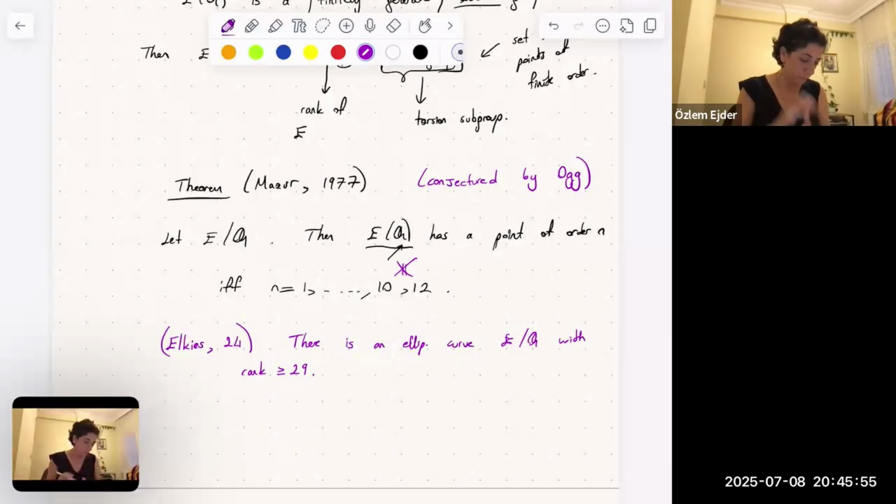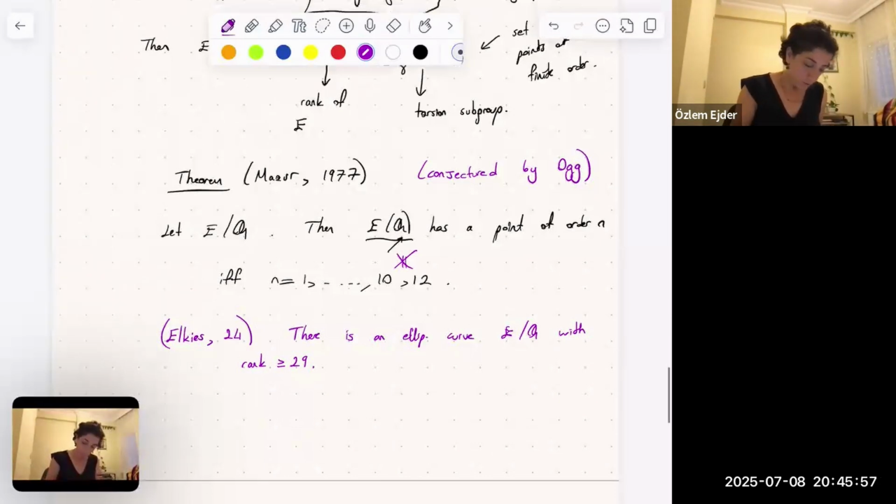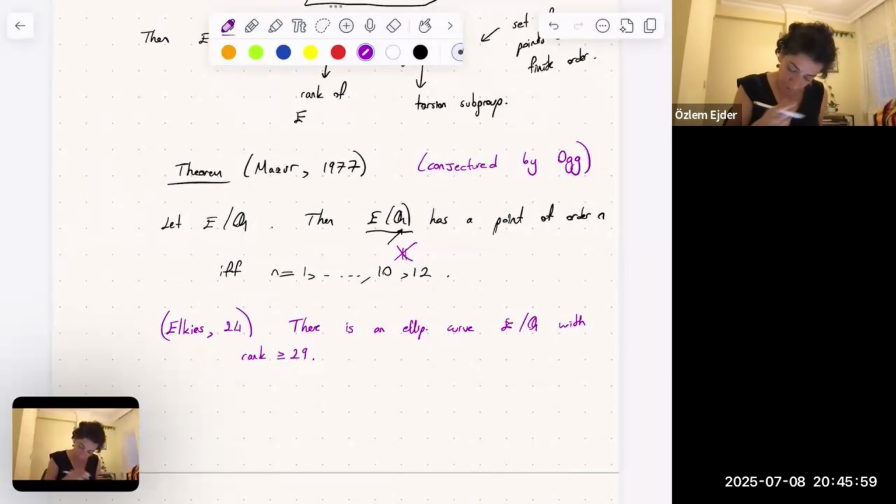So one question that, of course, people ask is, if I just change my curve E, I can write many elliptic curves defined over Q with coefficients in Q. How does this rank change? Is it bounded or unbounded?